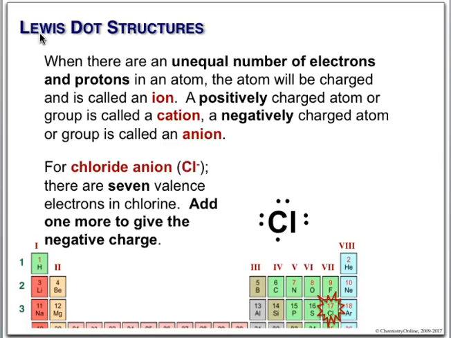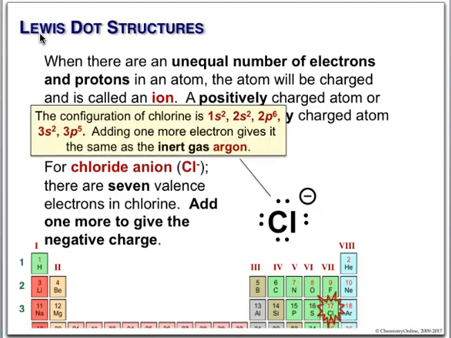So this is chlorine. This is the Lewis structure for chlorine. Now to make chloride, we need to add 1 more electron. Because chloride has a -1 charge, we need 1 extra electron. So we're going to bring it in, pair it up with this guy, and we have Cl-.